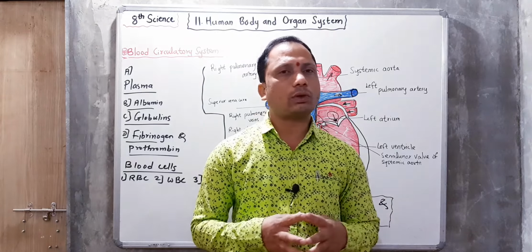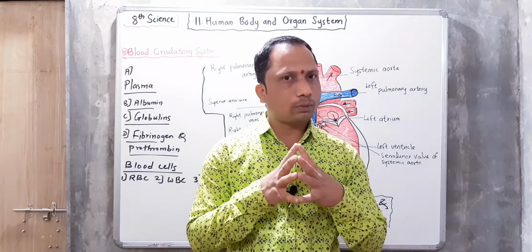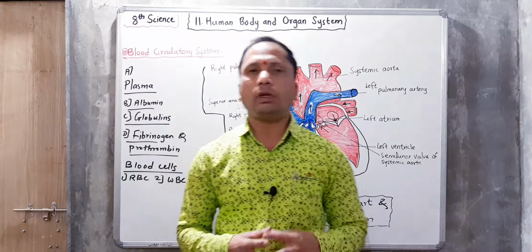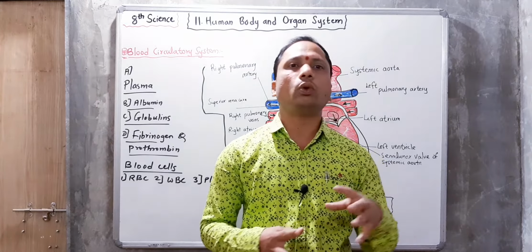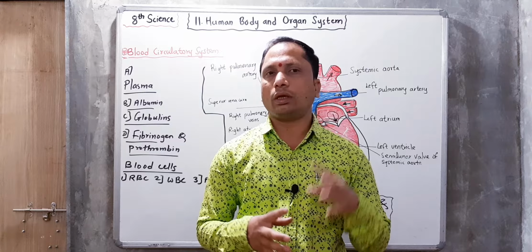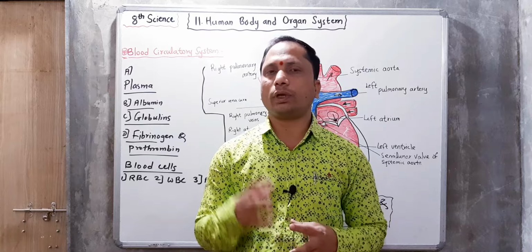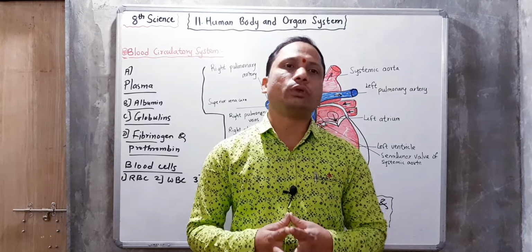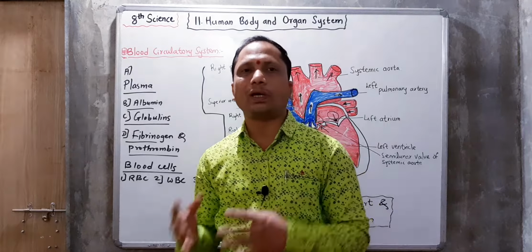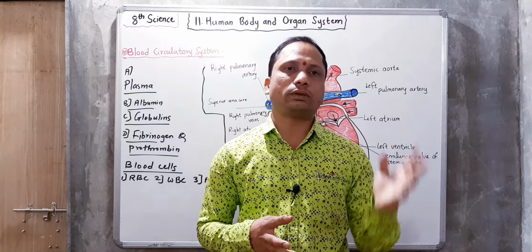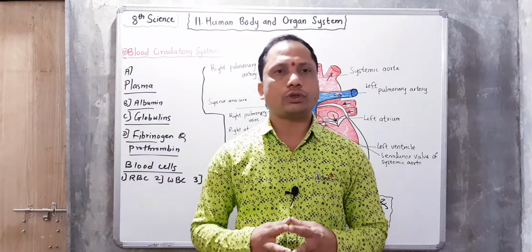Now we are going to discuss blood groups. There are 4 blood groups: A, B, AB, and O. These 4 blood groups have subparts, which are the negative and positive blood groups.